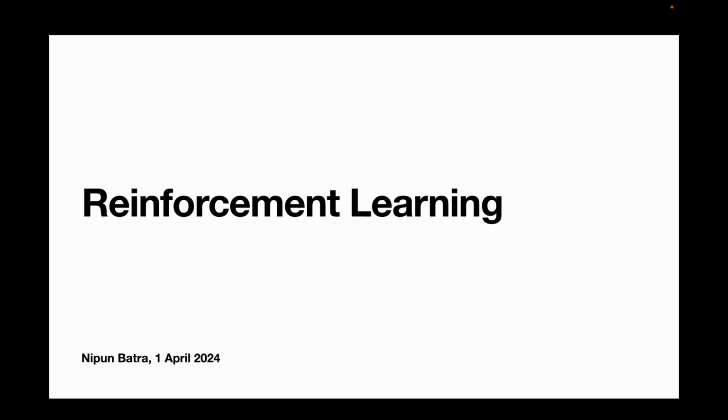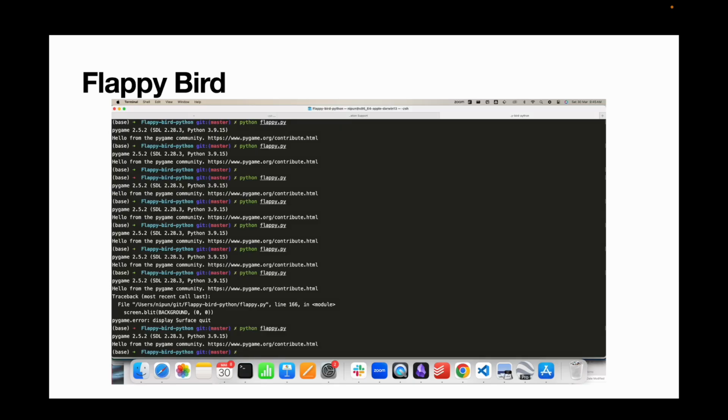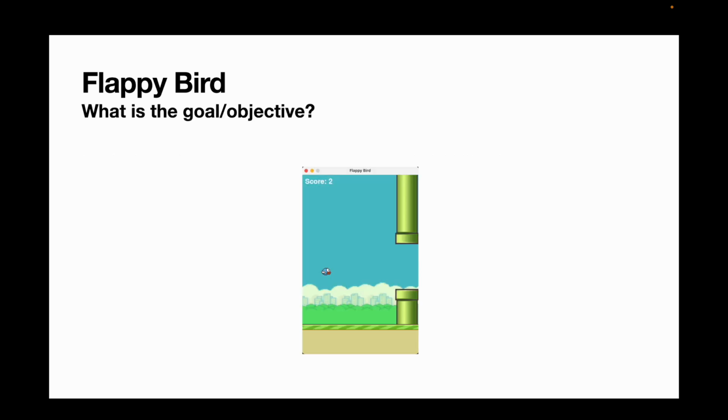We will quickly revise the previous lecture, and then we will go on to unsupervised learning. We'll see in between the different kinds of learning methods which we typically encounter in machine learning. So in RL, we said that we started with the Flappy Bird example. We said our goal was to maximize the score.